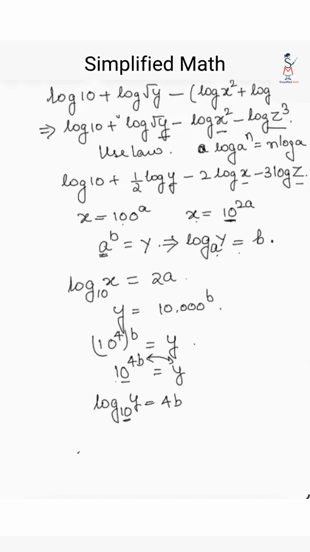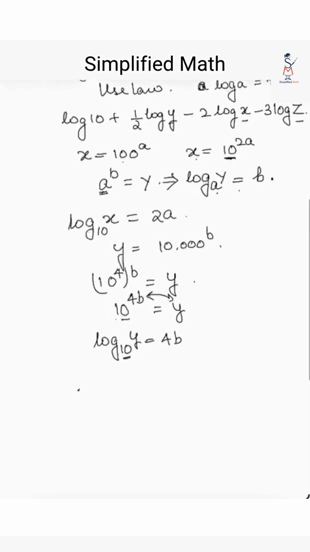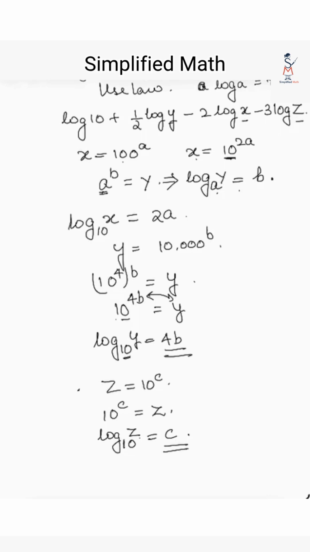Same way, the other thing, z is equal to 10 raised to the power c. Again we will write 10 raised to the power c is equal to z. So this will become log z to the base 10 is equal to c. So now we got log y, log x and log z. We got all the logs. You can number them here 1, 2, 3.